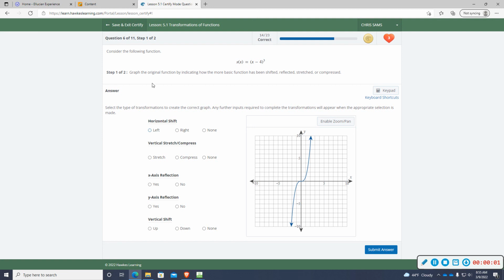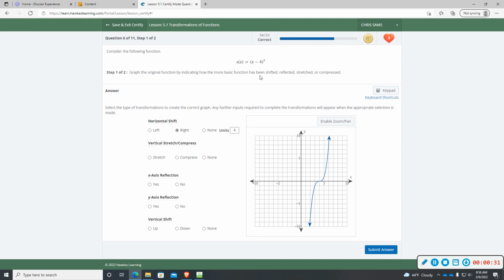Okay, number 6 says graph the original function by indicating how the more basic function has been shifted, reflected, stretched, or compressed. So here's the basic function. We have grouping symbols that we can clearly see with a -4, so that means this is H. And then in parentheses with H or X, it does the opposite. So -4, I would think left 4, but it actually goes right 4. So I'm going to say right 4 units.